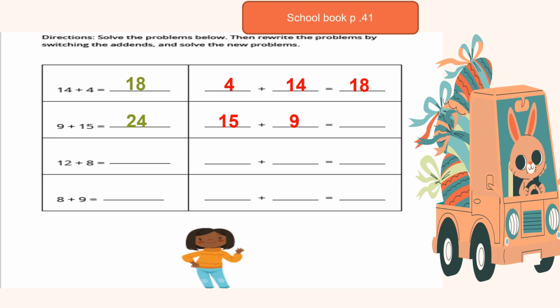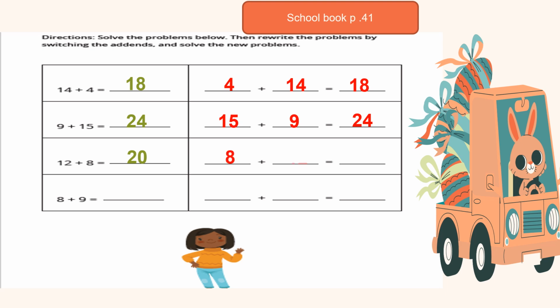Problem number 3, 12 plus 8. After 12: 13, 14, 15, 16, 17, 18, 19, and 20. So, 12 plus 8 equals 20. Let's switch our addends. 8 plus 12 equals 20.